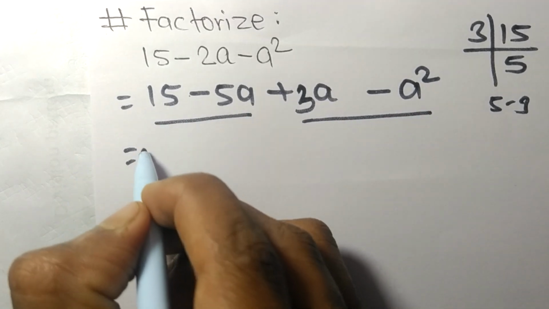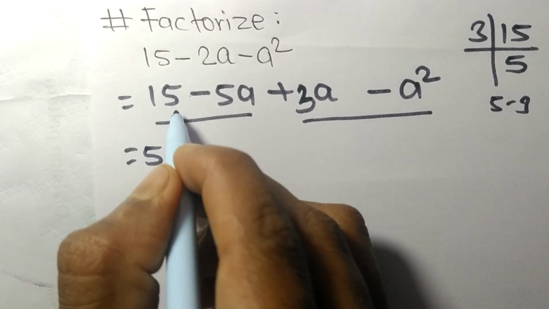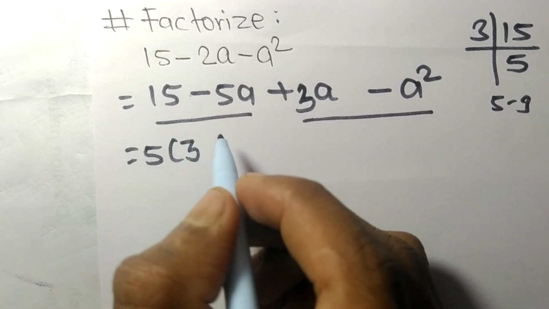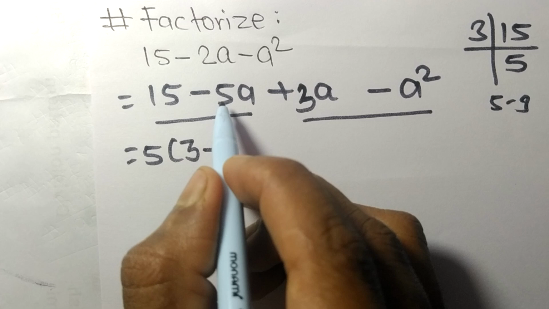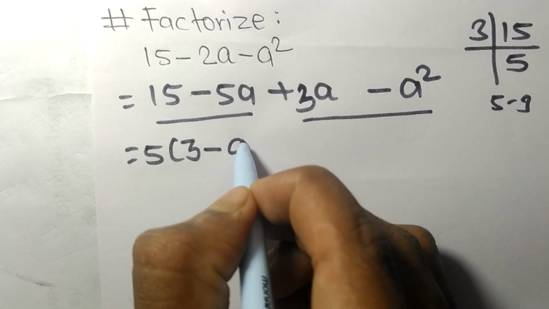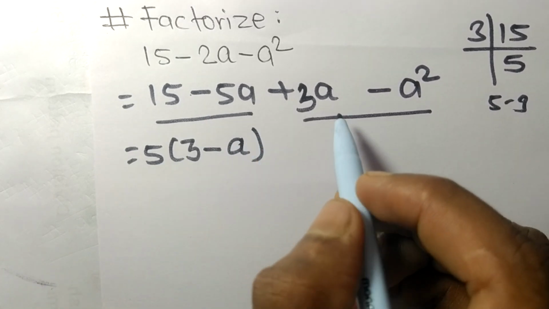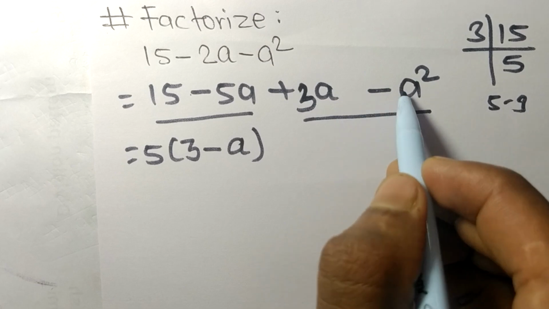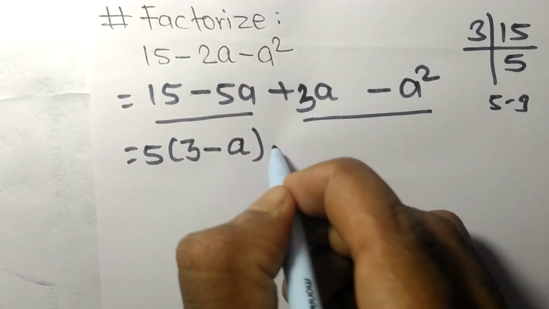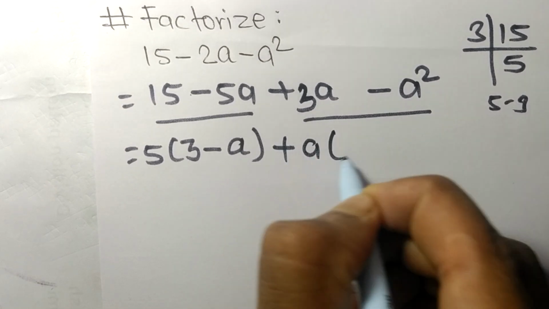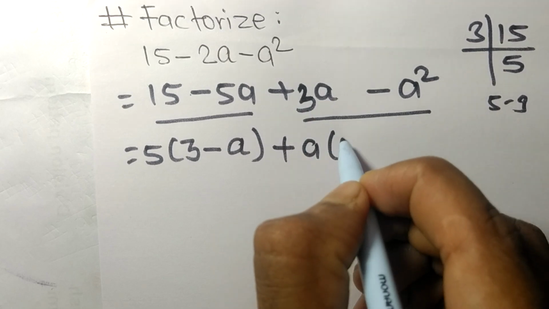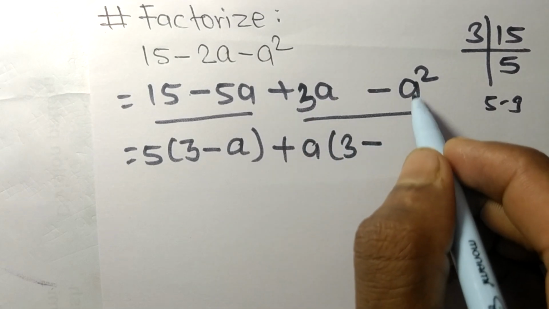So common here is 5. So remaining 5 times 3 means 15, minus 5 already came, so remaining is a. Like as the common in these both last expressions are plus a. So remaining in the first is 3 minus a.